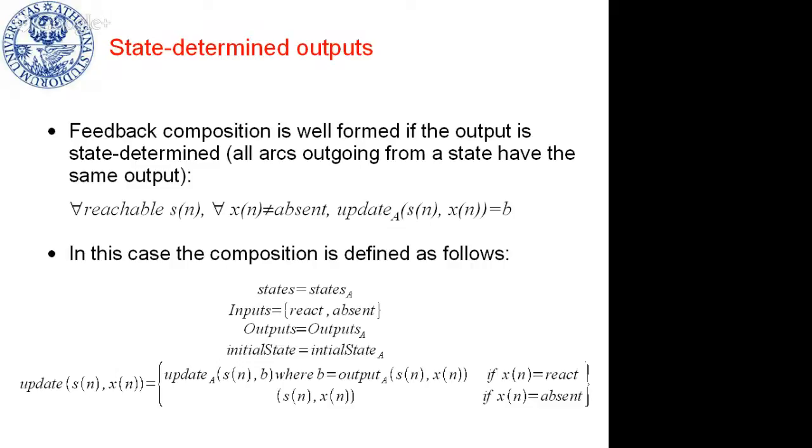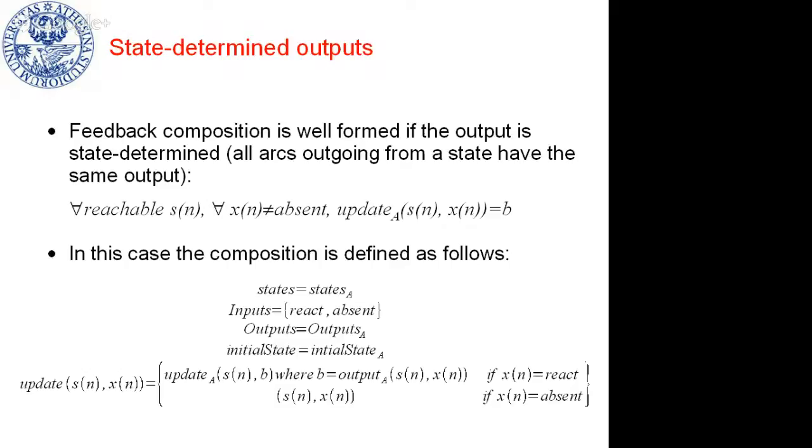Okay. Let me go back here to the whiteboard. Let's assume the situation is like this. Okay. And let's also label the states. This is machine A, B, and C. Okay? And we said that machine C is of Moore type.